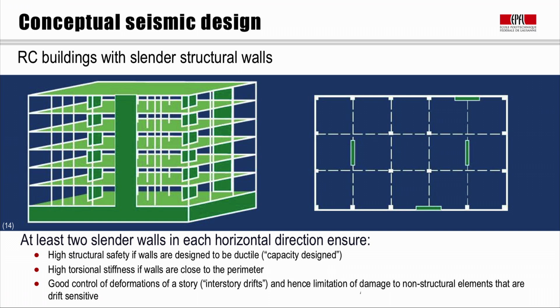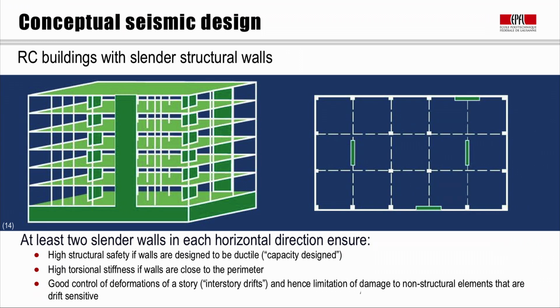So if you use walls to brace a building, it's good to have at least two walls in each horizontal direction. The structural engineer can design these walls in such a way that they behave in a ductile manner. This means that they have a large deformation capacity. The deformation capacity is really a key to a robust structural performance, so it's really a very important point. If we place these walls at the perimeter of the building, we also obtain the torsional stiffness that we need. Walls are also good to control the deformations of one story.